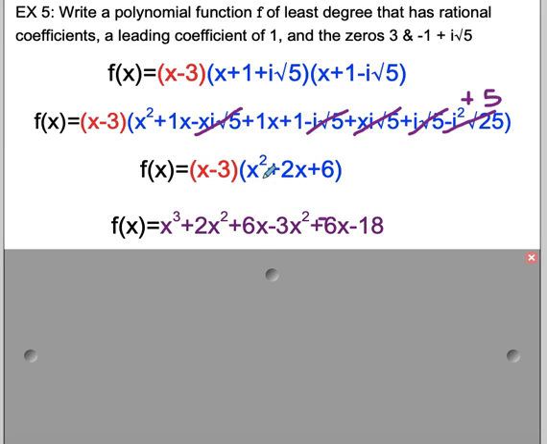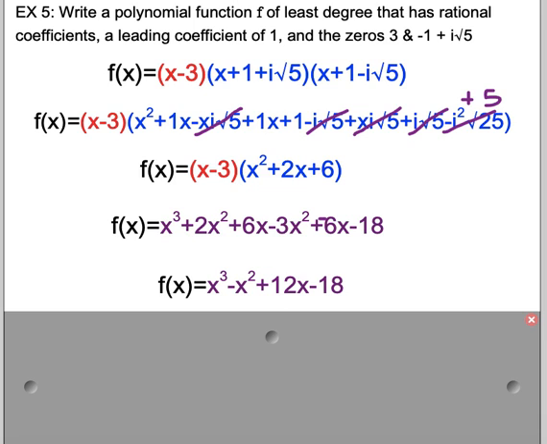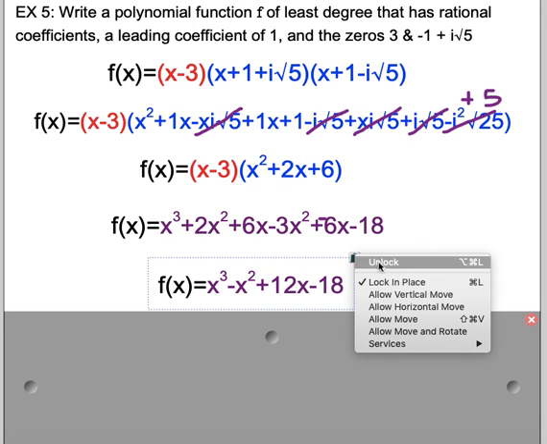X times x squared is x cubed. X times 2x is 2x squared. X times 6 is 6x. Negative 3 times x squared is negative 3x squared. Negative 3 times 2x is negative 6x. And negative 3 times 6 is negative 18. Okay, we're good there. So this is going to change this answer down here. What's it going to change it to? I don't know. We'll have to figure that out together.